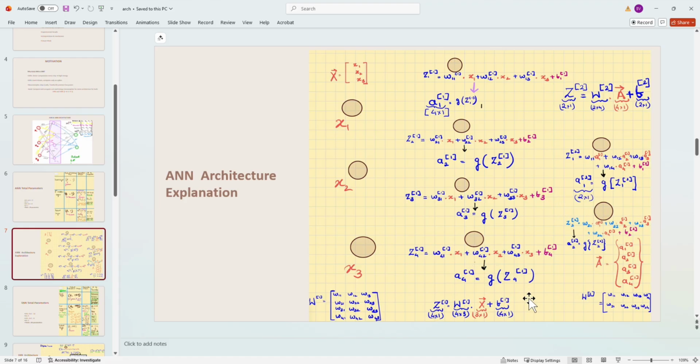So in the end, Z1 of 1 is the output shape, 4 rows and 1 column, for our hidden layer. And Z2 of 2 is 2 rows and 1 column. This becomes the output shape of our output layer.